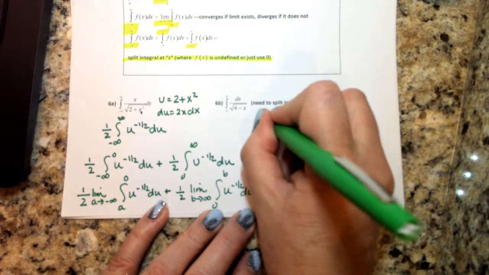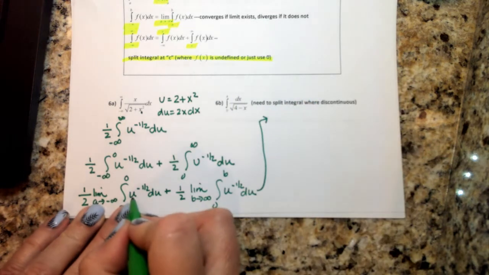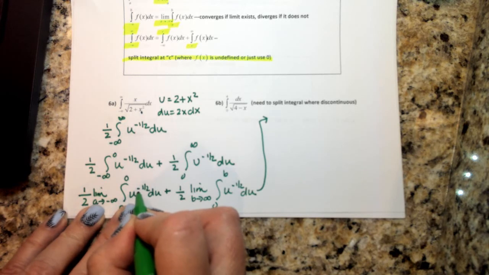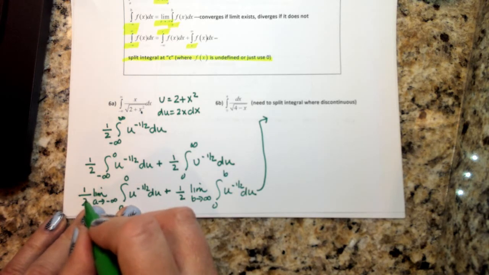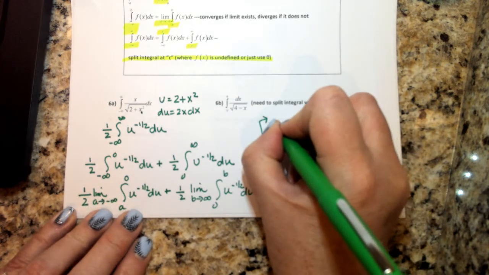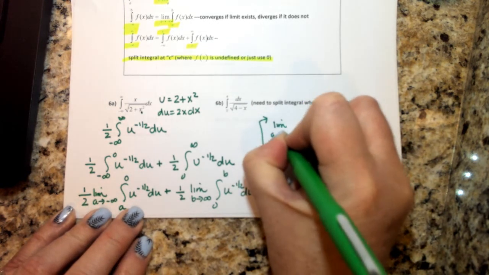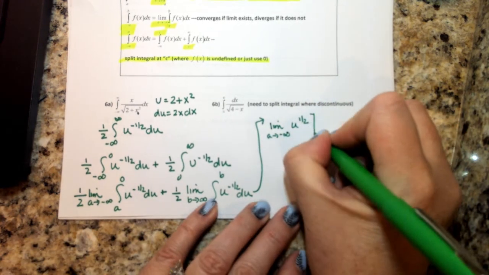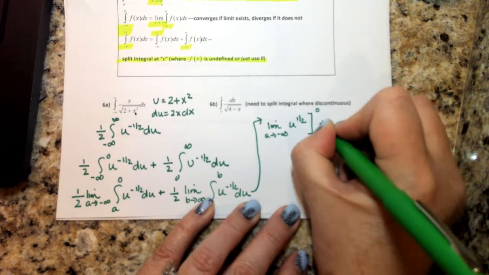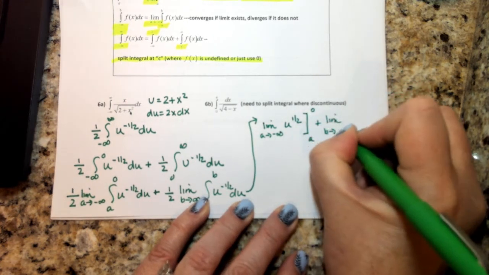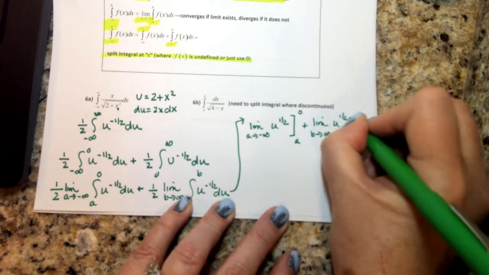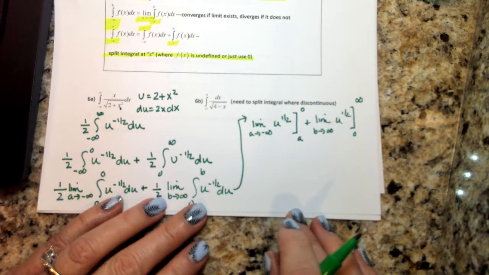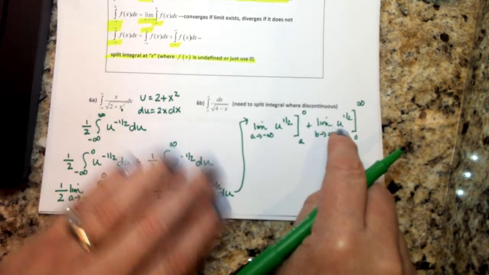So now what I'm going to do is integrate. So again, when I integrate u to the negative 1/2, I know that's going to give me 2u to the 1/2, and 1/2 times 2 will give me a positive 1. So this is just going to give me the limit as a goes to negative infinity of u to the 1/2. And again, I'm going to have to evaluate this from a to 0, plus the limit as b goes to infinity of u to the 1/2. Again, this is going to go from 0 to infinity. So again, I know u is 2 plus x squared.